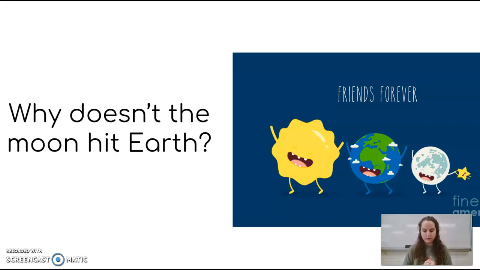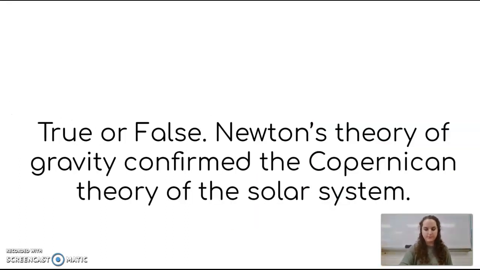So the moon is actually falling around the Earth, but it has a great enough tangential velocity to avoid hitting the Earth. Okay, so it has enough speed. If it was to go in that straight line, it has enough speed to avoid hitting the Earth. It's just going to continue in that orbit.